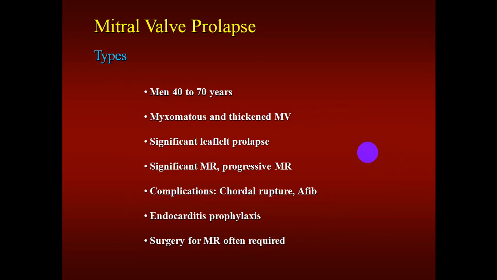Mitral valve prolapse in a male, usually 40 to 70 years old: myxomatous and thickened mitral valve, significant leaflet prolapse, and significant mitral regurgitation, progressive in contrast to women. Complications are chordal rupture and atrial fibrillation. For endocarditis, if mitral regurgitation is present, antibacterial prophylaxis must be given in a high-risk procedure to prevent bacterial endocarditis. Surgery for mitral regurgitation is often required in this type.